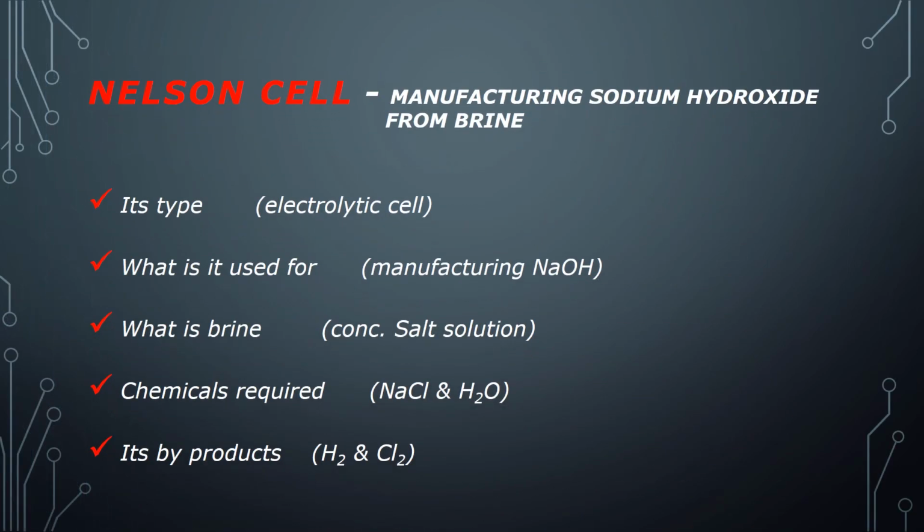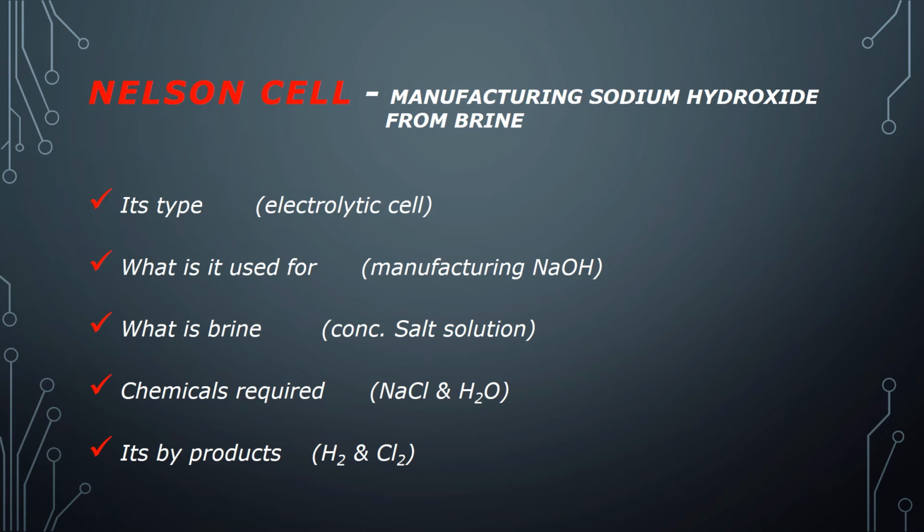The topic of this presentation is Nelson cell. Nelson cell, which is used for manufacturing sodium hydroxide. Before proceeding to description of Nelson cell, we should try to keep the following points in our mind. Its type: it is an electrolytic cell, means it uses electrical energy to drive a chemical reaction.